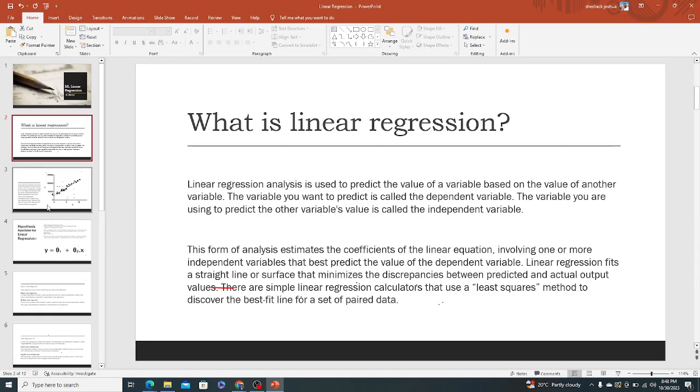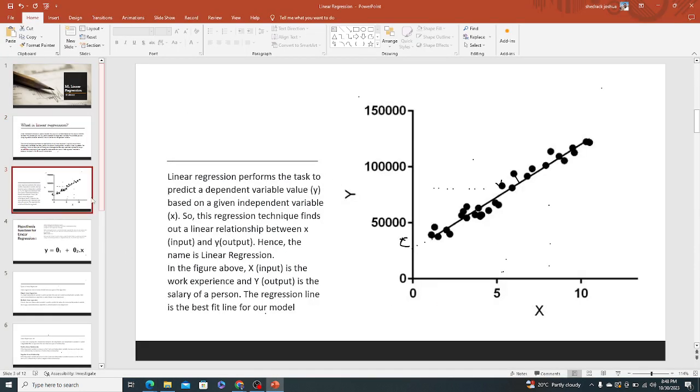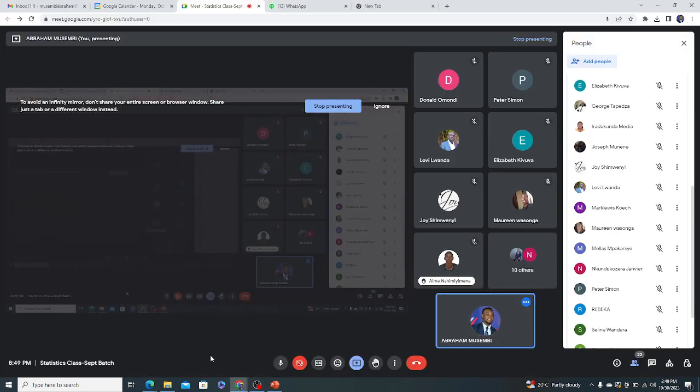All right. So we gave an example of a model which was salary and experience, like creating a model between salary and experience. Yes, Aim, you have a question?